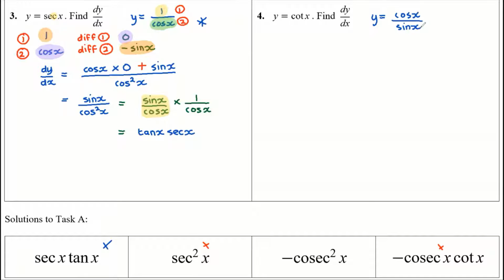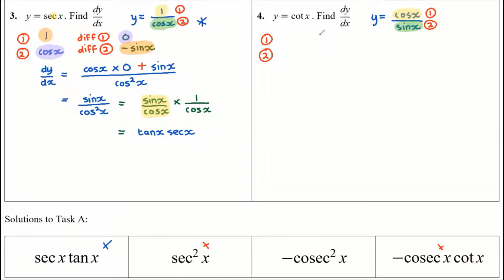Okay, not the time to experiment when you're recording a video. So cos x over sine x, we'll label those 1 and 2. So this is going to be 1, that's going to be 2. Let's just label them now. So 1 and 2, and then let's write down the derivatives of each of these functions.